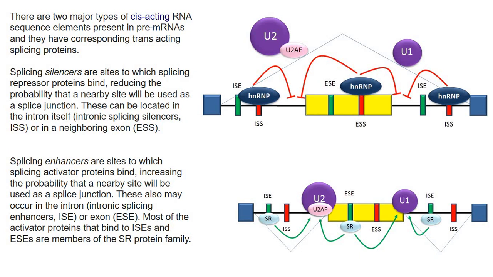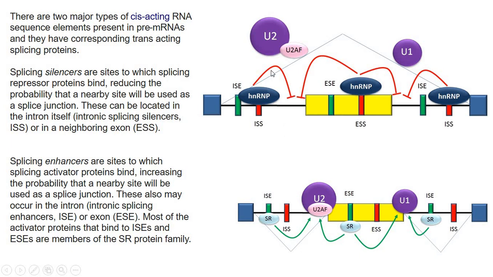So here, let's talk in a little more detail. There are two major types of cis-acting RNA sequence elements present in pre-mRNAs, and they have their corresponding trans-acting splicing proteins. You remember cis and trans. Cis is on the same DNA molecule, trans is on a different DNA molecule. So these trans-acting splicing proteins are proteins that can come from somewhere else and bind, right?